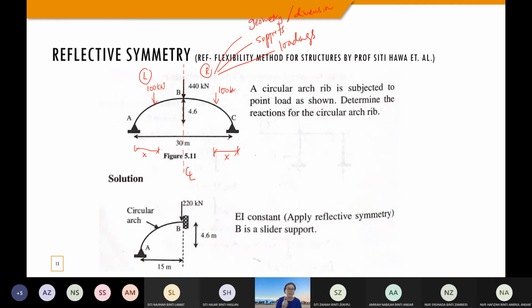You need to do some treatment to this half structure at the mirror line or central line, which is happening at this B. So how do you do that? You put a slider support, then you simulate the whole system. For the slider support, the support reactions are Bx and also Mb.